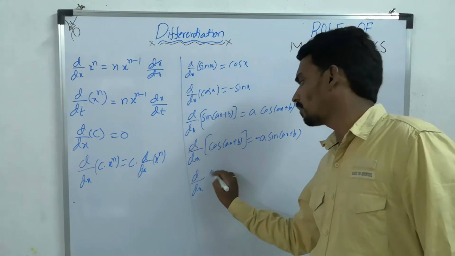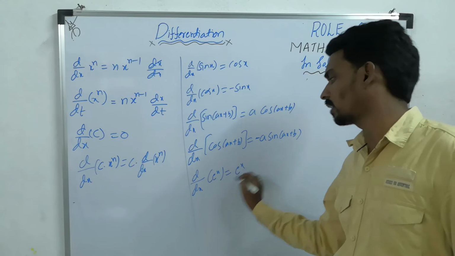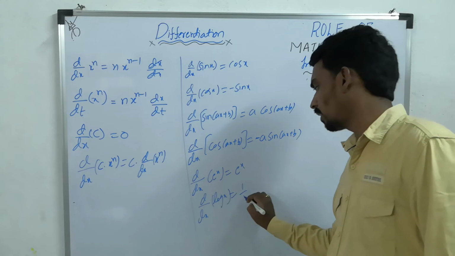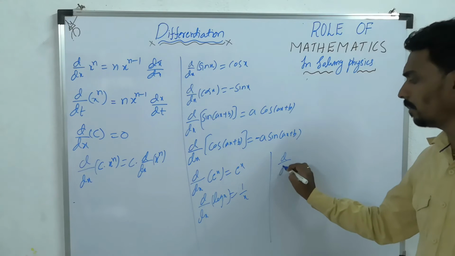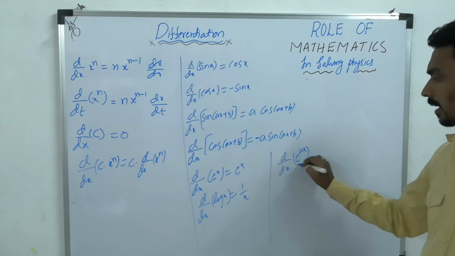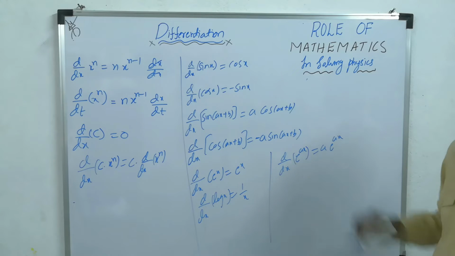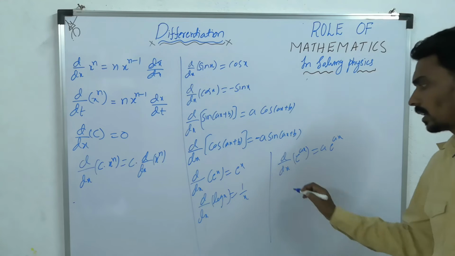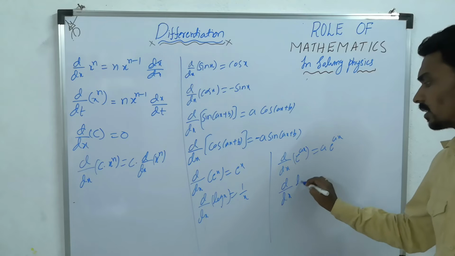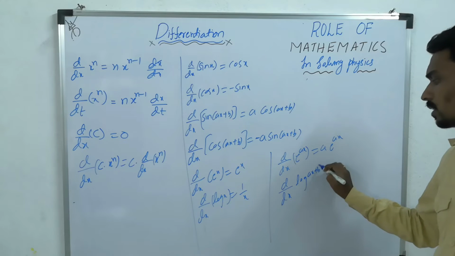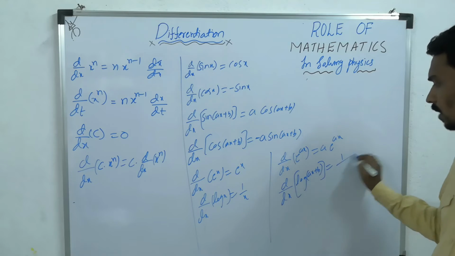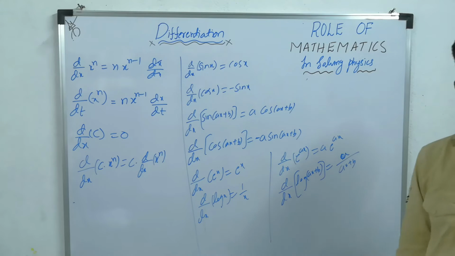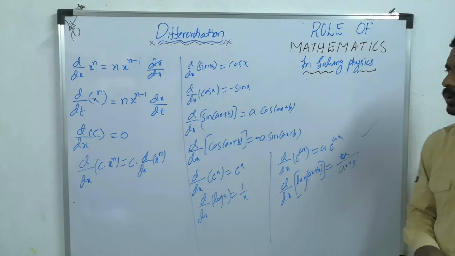d by dx of e power x is e power x, and d by dx of log x is 1 by x. Similarly, d by dx of e power ax is a into e power ax. So here always the x coefficient becomes a multiplier. d by dx of log of ax plus b: log x gives 1 by x, into the x coefficient a. So these are all the important formulas.